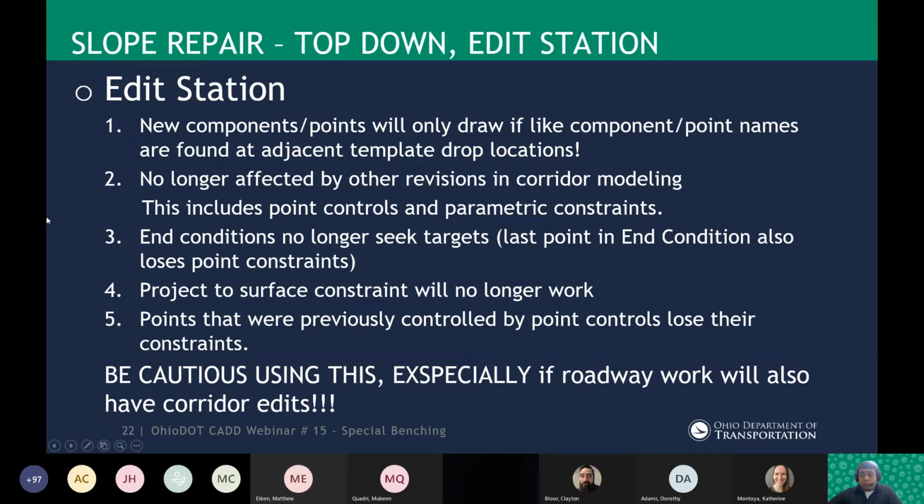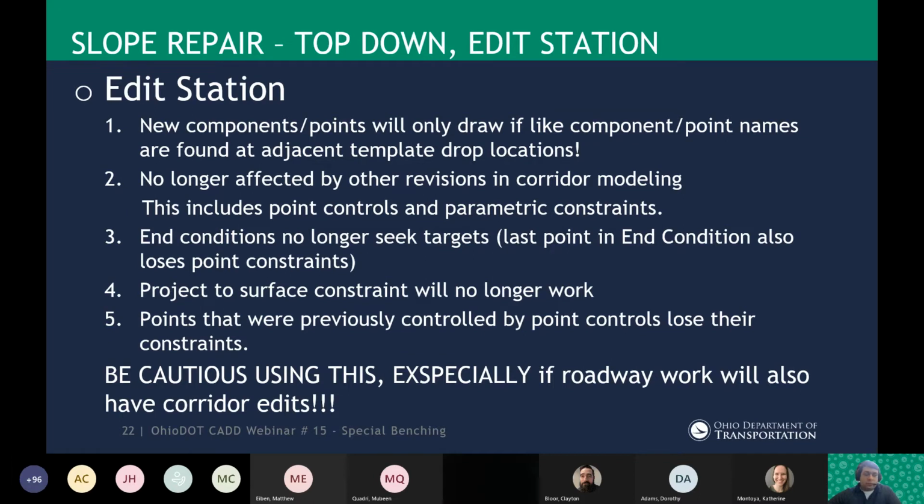Your end conditions will no longer seek. So if they were seeking something like a surface, they're not going to do it anymore. They also lose their point constraints. The projected surface constraint no longer works. So any kind of seeking points don't really work anymore once you go into edit station. And if you had a point with a point control, they lose their constraints. So when you go into edit template, there are no constraints on those points anymore.